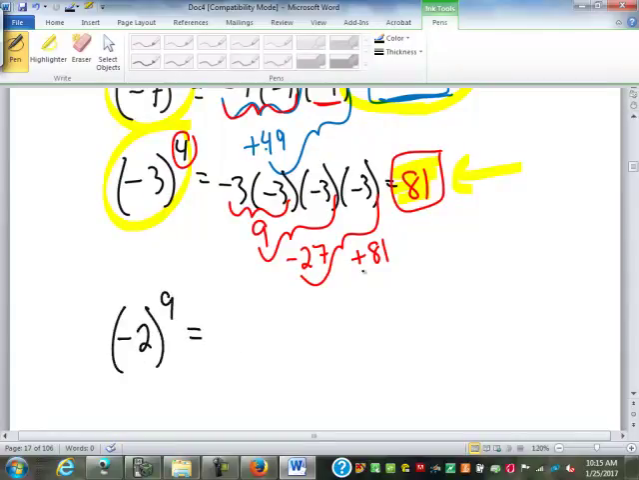So just a predictor, is this going to be positive or negative? Negative 2 to the power of 9. That will be negative. And 2 to the 9th is 512. Negative 3 to the power of 6. Positive or negative? Positive. Very good. And it will be 216.